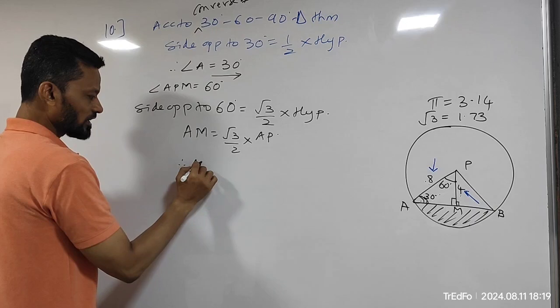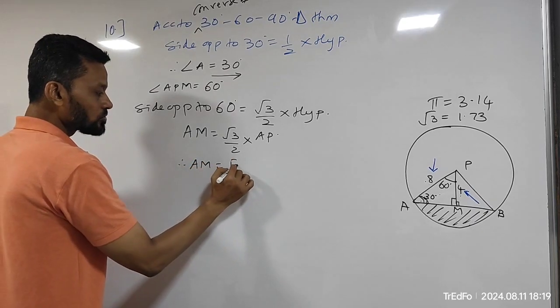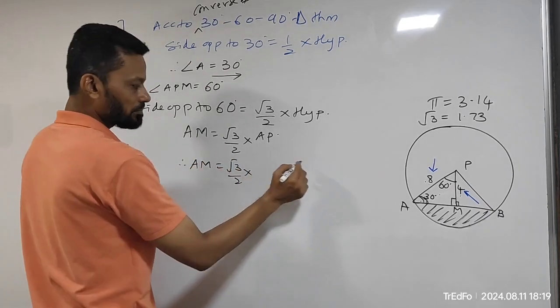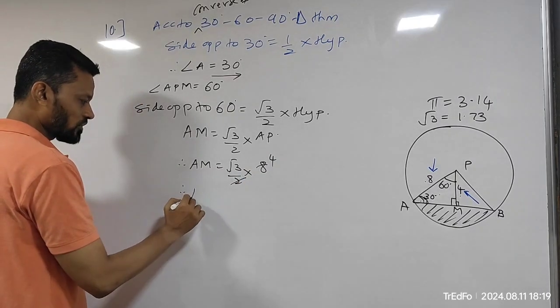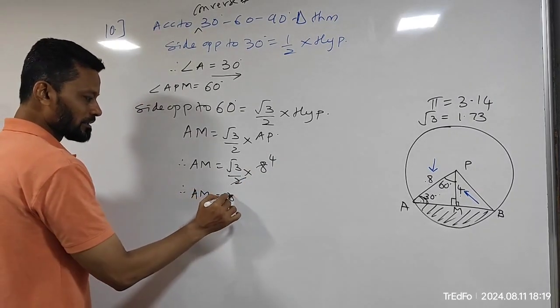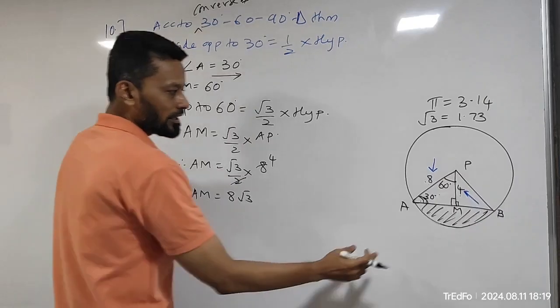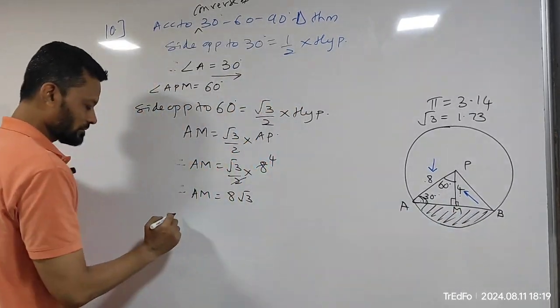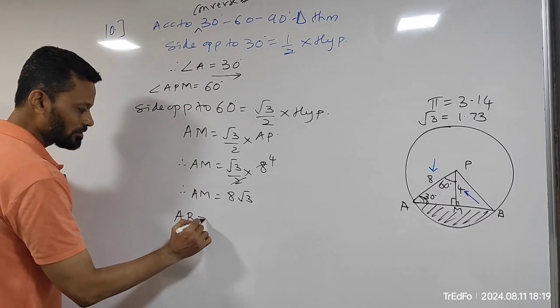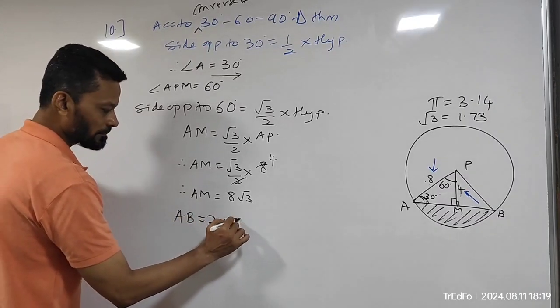So therefore AM equals root 3 by 2 into AP, which is 8. 2 ones are 2, 4. So therefore how much did AM come to? 8 root 3. AM is 8 root 3, so AB will be double of that. So AB will be twice of AM.